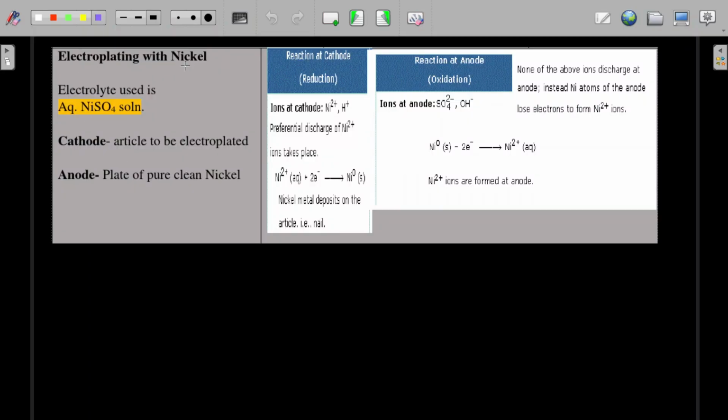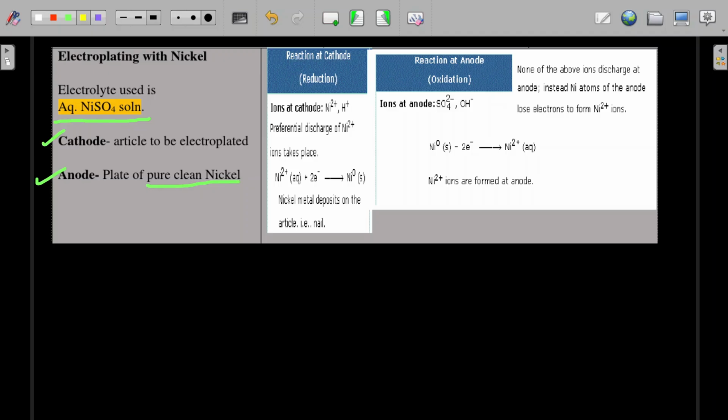The second example is electroplating with nickel. Same. The article to be electroplated should be taken as cathode, and pure nickel you have to take as anode. If they ask what you are taking as anode, you write pure silver, pure nickel. And what is the electrolyte? Aqueous nickel sulfate solution.